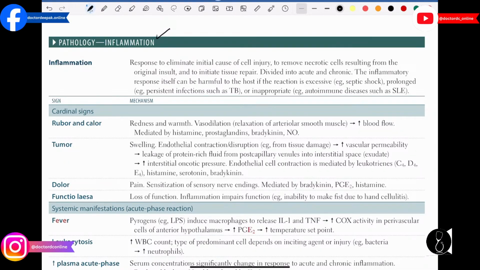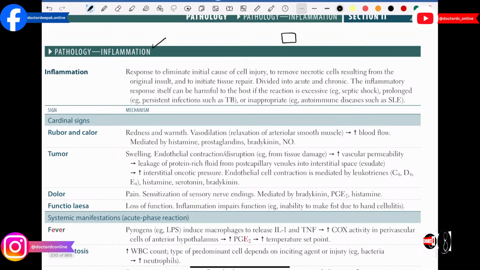So let's take an example. Let's suppose here is one cell, and your cell is going to be injured from any cause, from any reason. After the cell injury, your body tries to repair this cell. When your body is trying to repair this cell, there are certain inflammatory cells produced by our immune system, and those inflammatory cells then lead to inflammation in response to eliminate the cause of cell injury. So that is the definition.